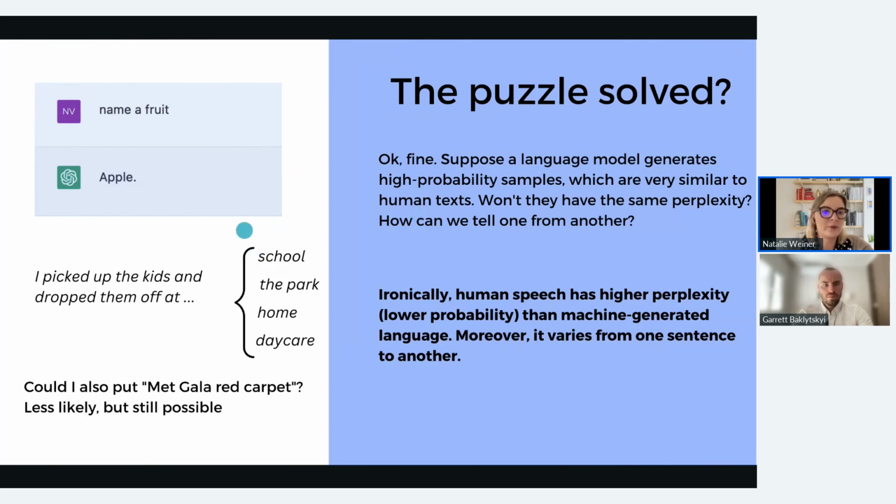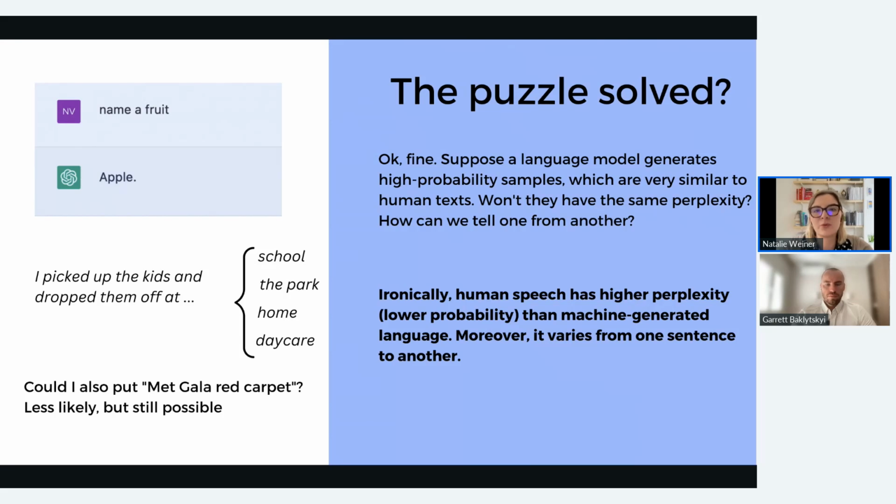The same with the next example: "I picked up the kids and dropped them off at..." The possible endings are school, the park, home, and daycare. These are the most probable ones, and these are the ones that a large language model would generate. But at the same time, we as humans could end the sentence with "Met Gala red carpet," or we could simply make a spelling mistake in a word. This variation is less likely, but it is still possible and it makes some sense, especially in certain circumstances. And this will affect the probability of the words, and the overall perplexity score of this sentence.